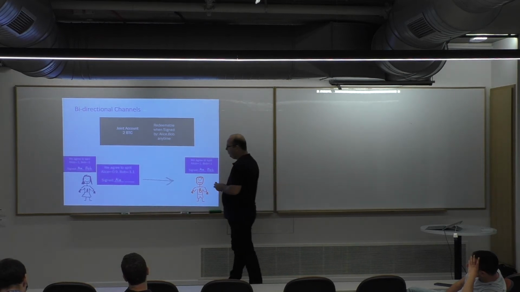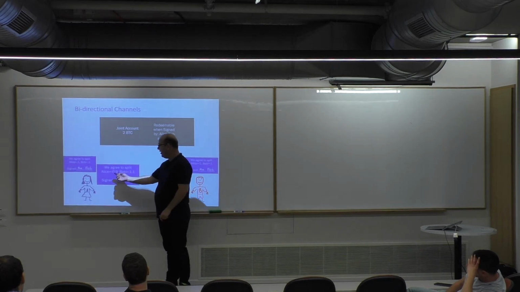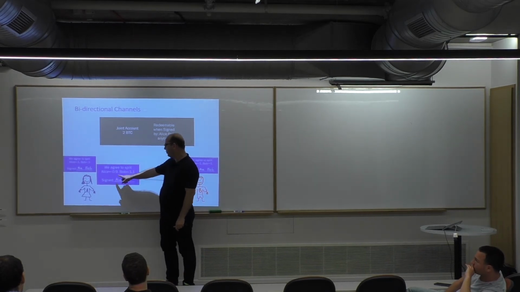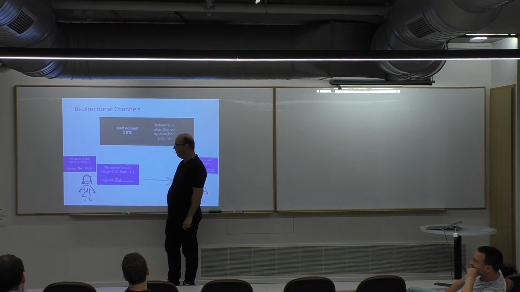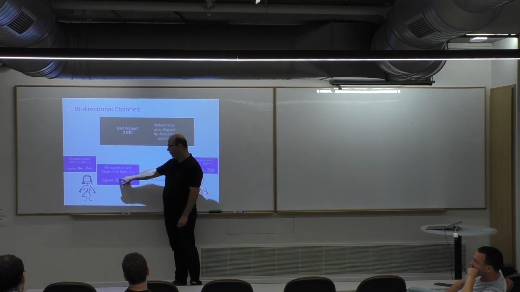And now they can start again sending these messages. Maybe Alice tells Bob, I agree to send you 0.1 bitcoins by adjusting this balance, 0.9 for me, 1.1 for you, and she signs it.